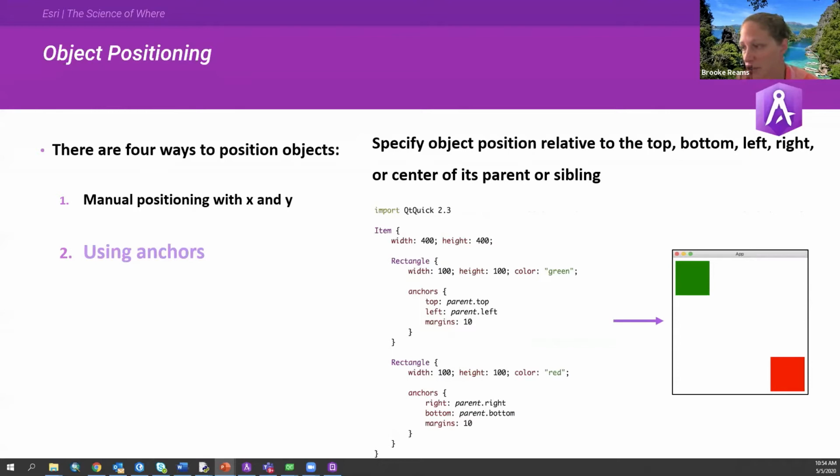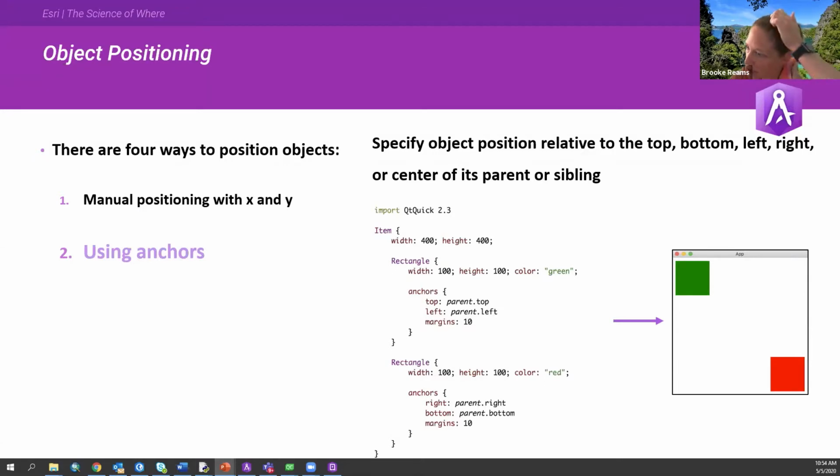You've seen this in some of the code snippets in the slides, and we also used anchors in the demo. With anchors, we specify the position relative to the top, bottom, left, right, or center of either the parent of the element or of one of its siblings.